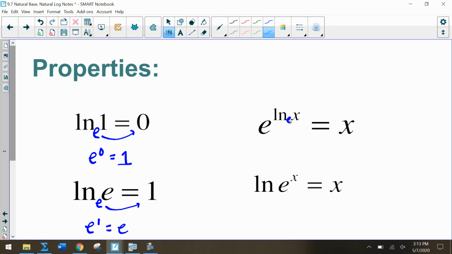For this one, similar, right? If we have e raised to the ln of x, our answer is x, and then ln base e of e to the x will equal x. So these are similar. If I had like 2 to the log base 2 of 4, that equals 4. Similarly, now if I have e to the ln of 5, that equals 5. Okay, so we can always just equate those back to our log properties.